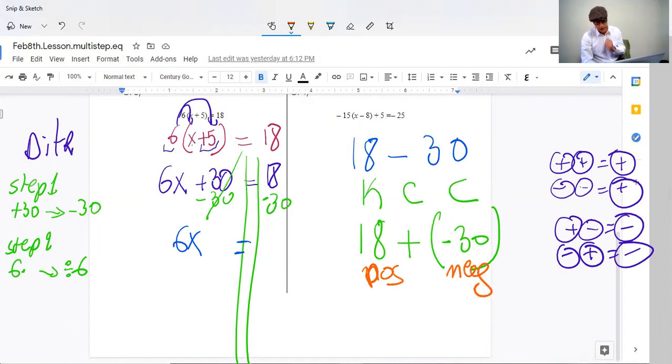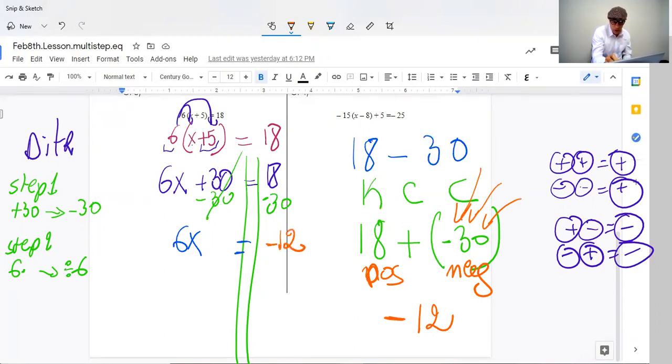And the rule says if they have different signs, subtract them. 30 minus 18 is 12. Subtract them. Keep the sign of the number that has the bigger absolute value. And that's the negative number, okay? So this gives me negative 12. All right, if you don't remember how to add or subtract, I'm going to have the videos there. Go back and look at the videos again, okay, for addition and subtraction of rational numbers.